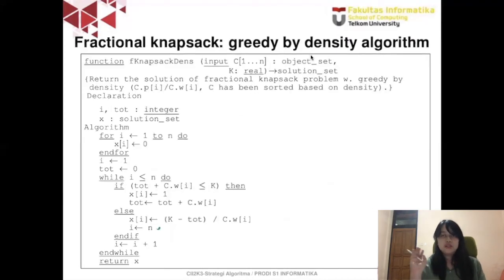This is the pseudocode for the greedy by density algorithm. Like before, we have an initialization for the solution set. And for each object, from the largest density, we check this feasibility function. If we can choose the whole object, we choose it and go to the next object. But if not, we only take part of it. And it means that we already have the maximum capacity, so we can get out of the loop and we get the solution.